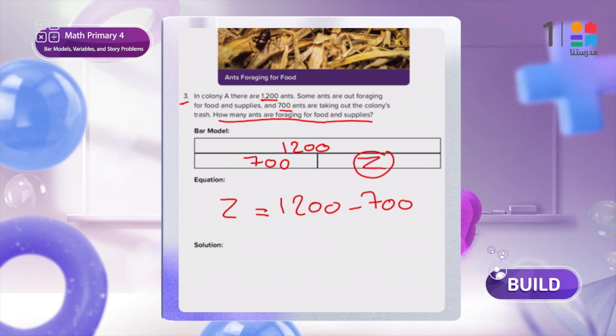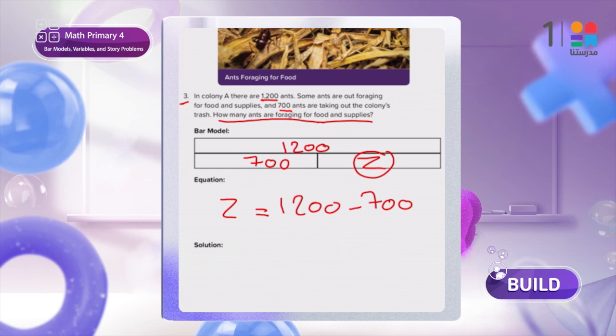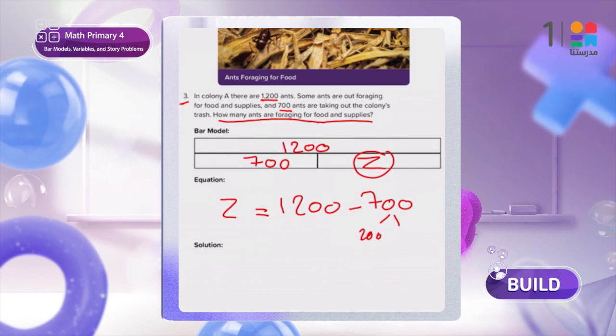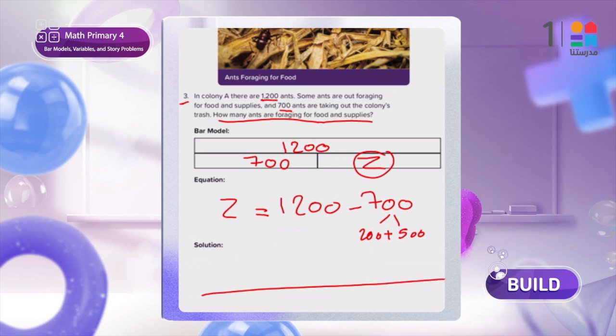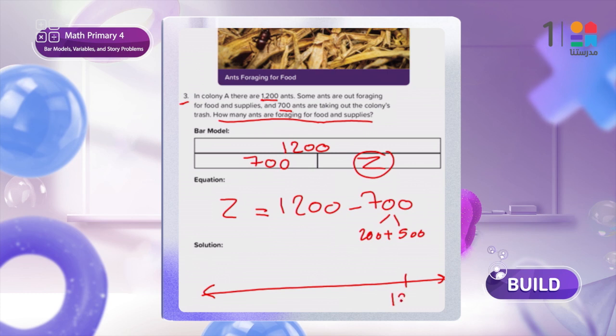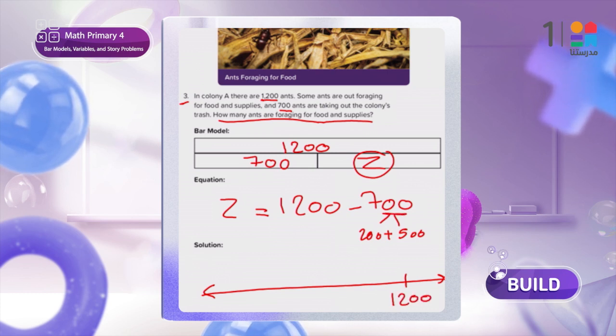Yes, it will be very easy to solve this. But this time I will divide 700 into 200 plus 500. We will start from the number 1200 on the number line. I will make a number line and I will start with the biggest number, 1200. Then what should I do? I wrote 700 in expanded form, so I will subtract these two numbers from 1200.